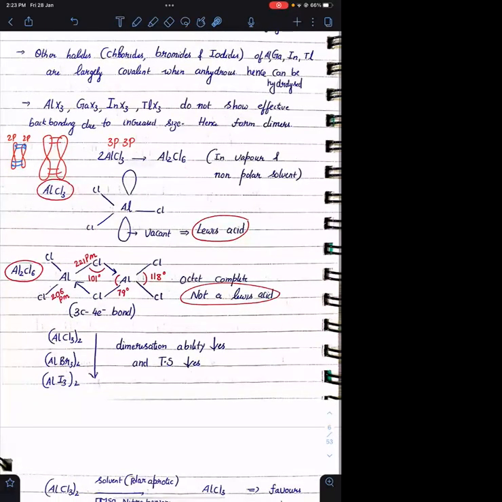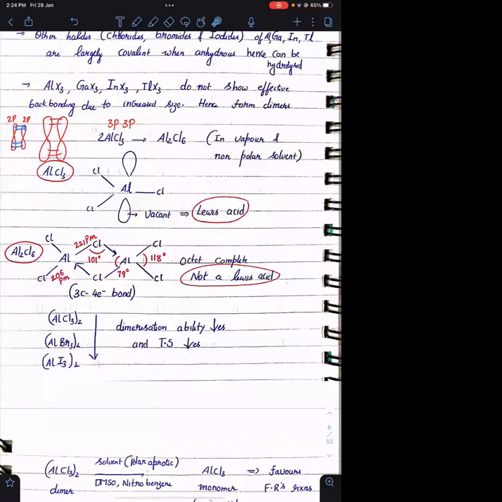The dimer is formed in vapor state or in non-polar solvent. Polar solvent में फिर से break हो जाएगा. आगे reactions लिखा है, show करता हूँ.